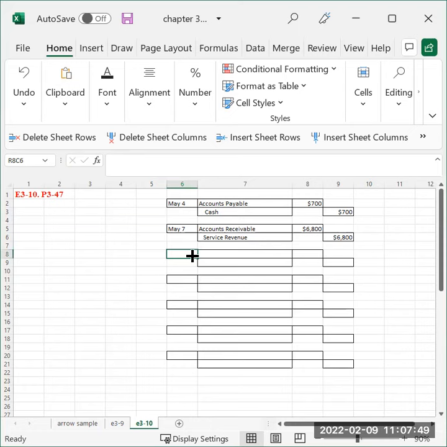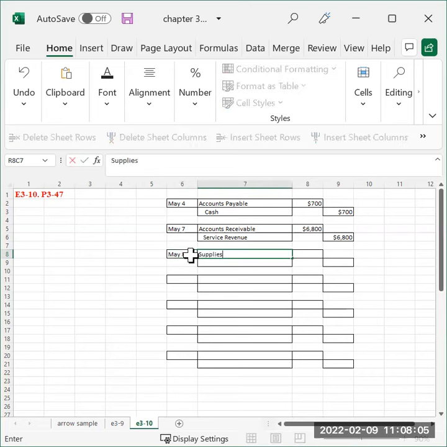Purchase supplies for $850 on account. So what did we get? Well, we got supplies. We purchased supplies. Supplies are an asset. Assets have a debit balance. So in order to make it go up, we're going to debit supplies. So this is going to be May 8th. We're going to debit supplies, and we're debiting supplies for $850.